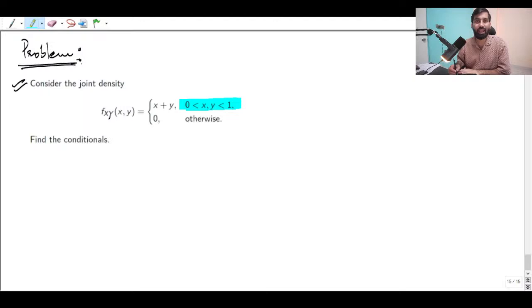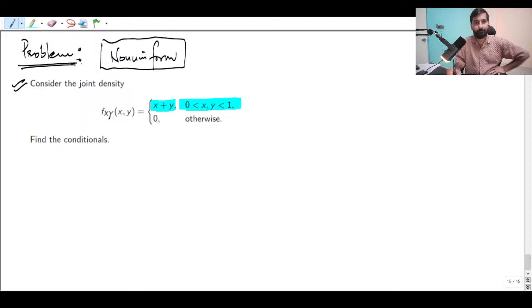It is not a unit circle, or you can say, see, the region of support is uniform here. x and y are taking the values 0 to 1, right? But the density is not uniform. It has some different structure. It is very important to remember, yes, it is the non-uniform case.